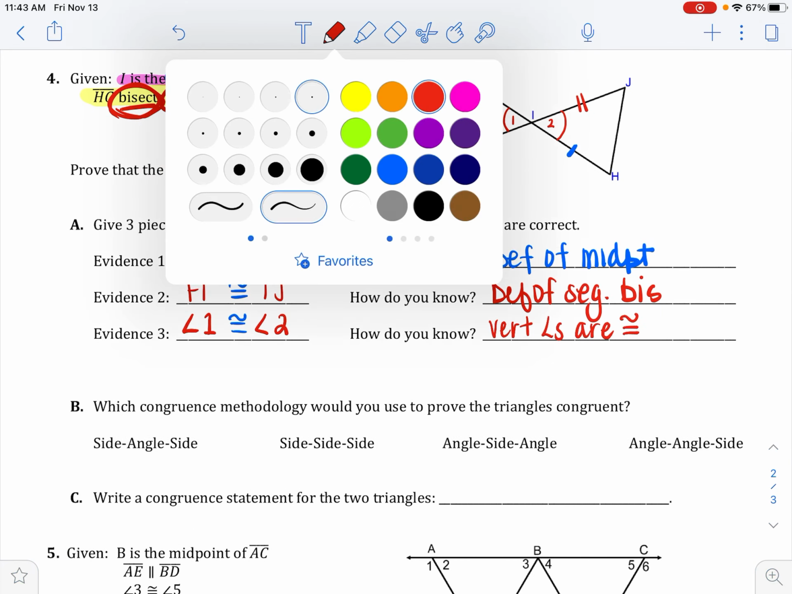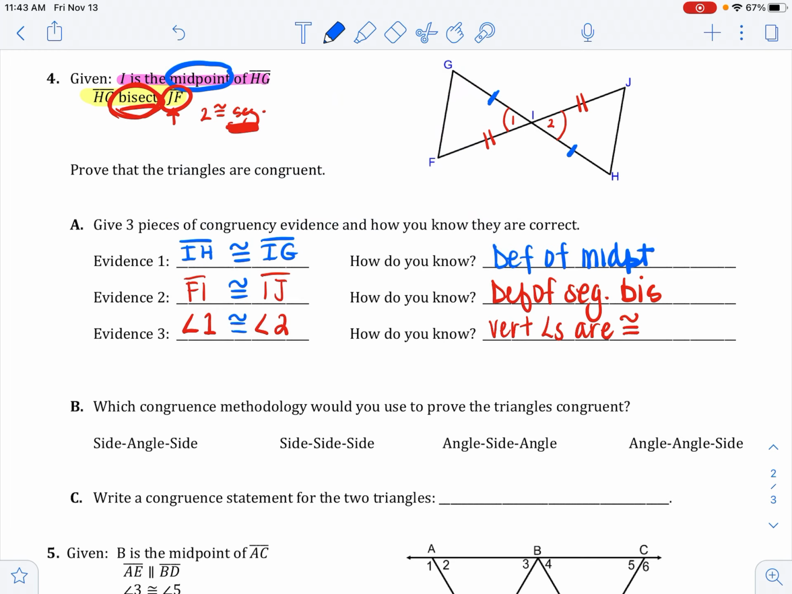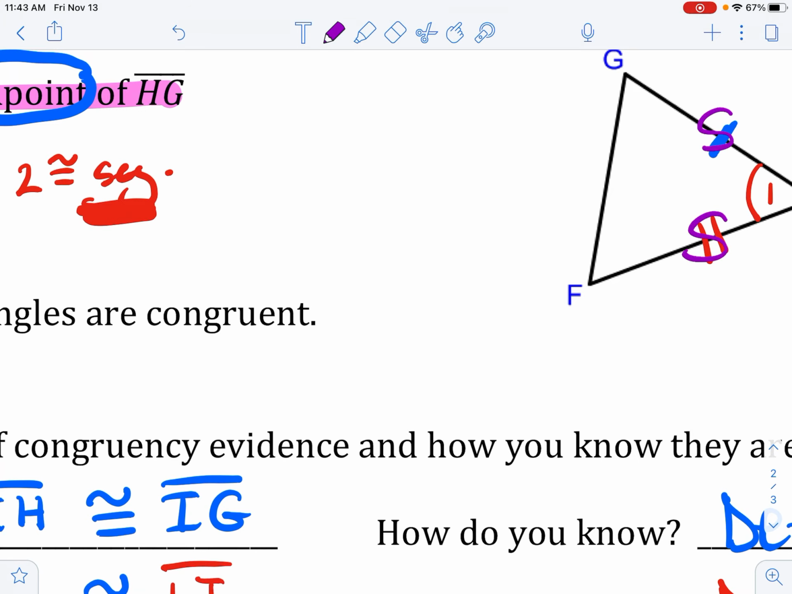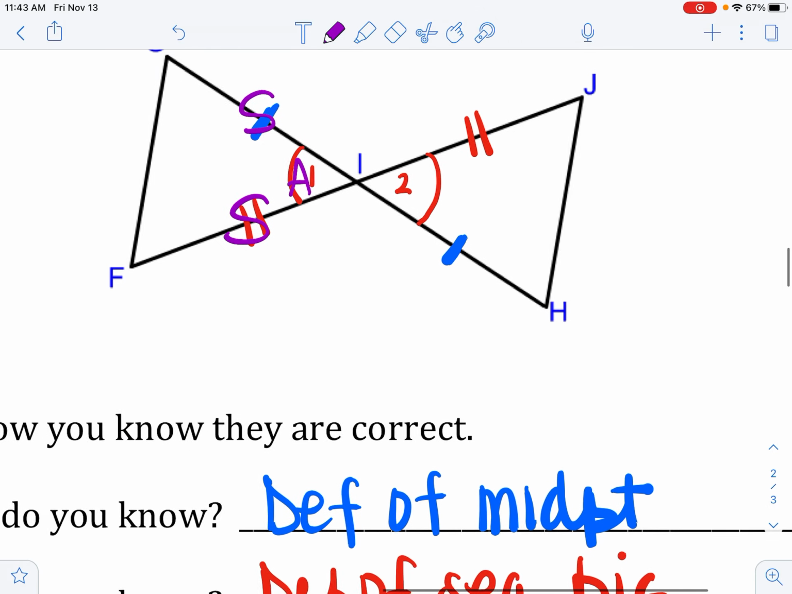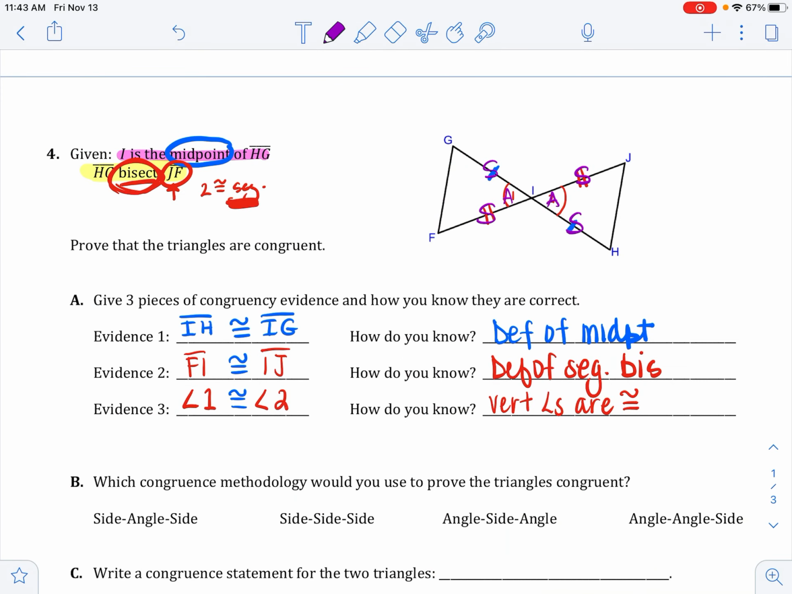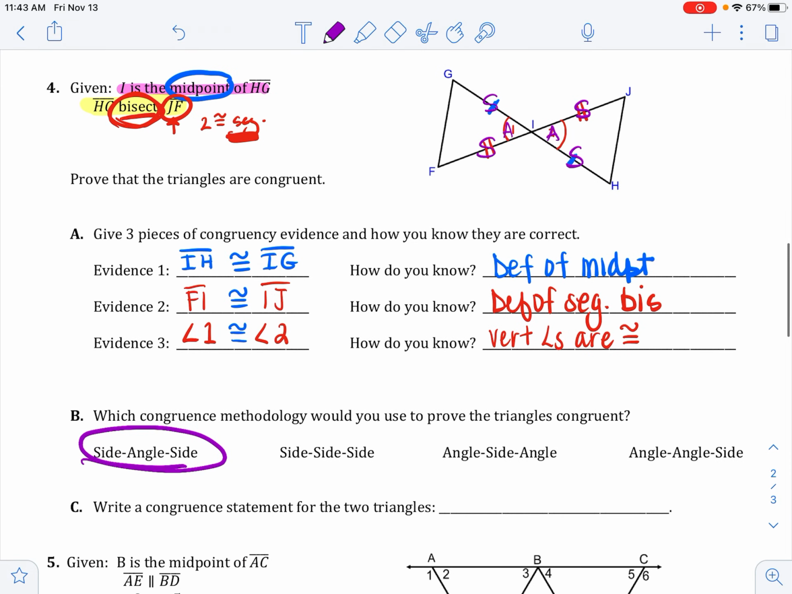Okay, so now I want to know, why are these 2 triangles congruent? By which one of my 4 reasons? So let's go back and look at each one of our triangles. Let's look at the triangle on the left. This is a side, this is a side, this is an angle in between, so SAS. Side, side, angle in between, SAS. So it's side, angle, side.